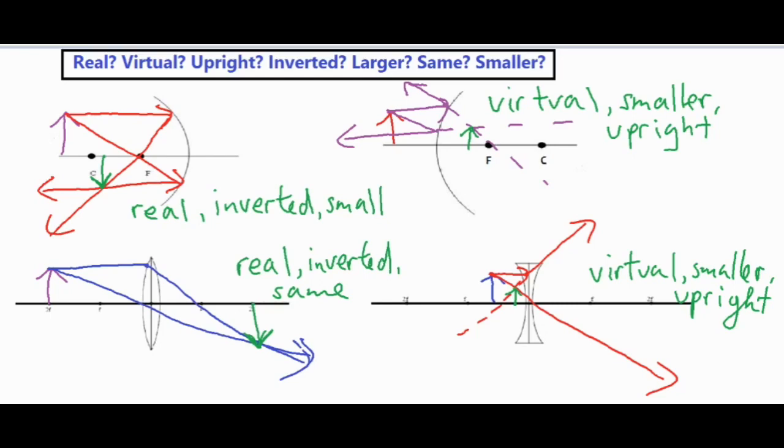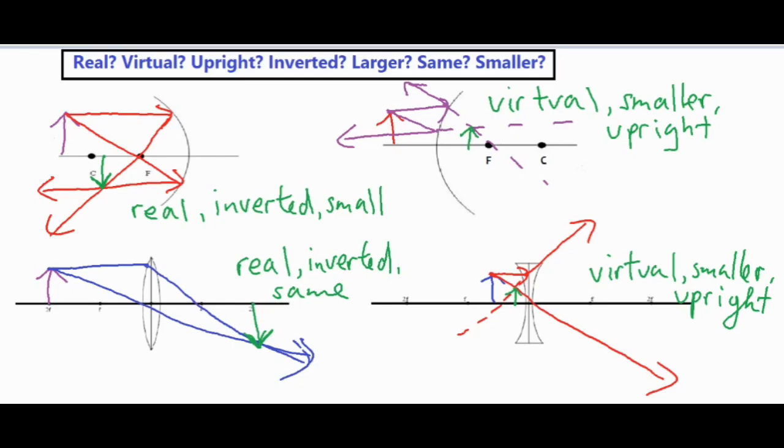or larger. Now, if you're taking a look at all of our images, if you have an image that's inverted, that means it's going to be a real image. Now, for a virtual image, it's always going to be upright. And that's where the mind perceives the light rays to be coming from behind the mirror or on the same side of the object for a lens. And then also for a flat mirror, those would also always be virtual images as well.